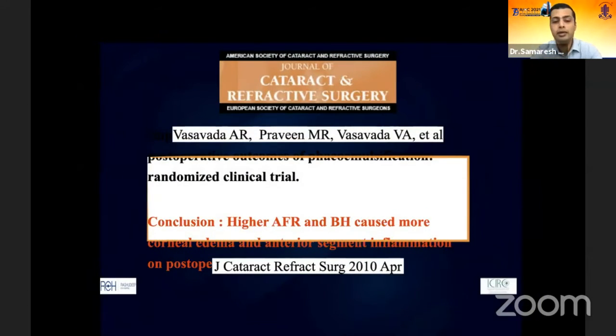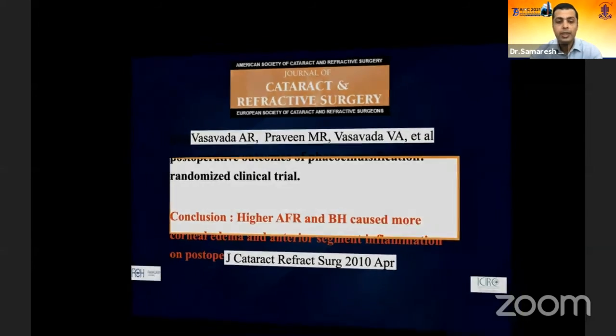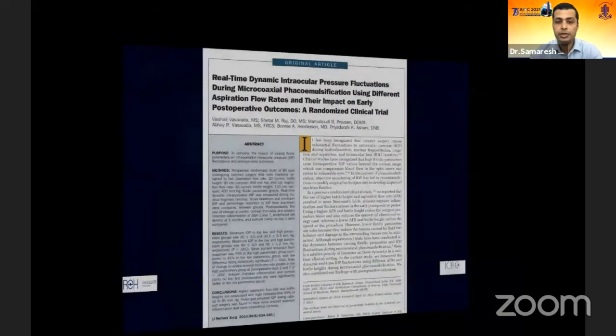We did a study long back from our group, and we concluded that when you use higher parameters, which technically means a high bottle height, a high aspiration flow rate, high vacuum, and high energy in a myopic eye or normal eye, compared to lower parameters, you get more inflammation, which is visible as more corneal edema, because you have to bring it anteriorly and you're causing so much more chatter, and more anterior segment inflammation.